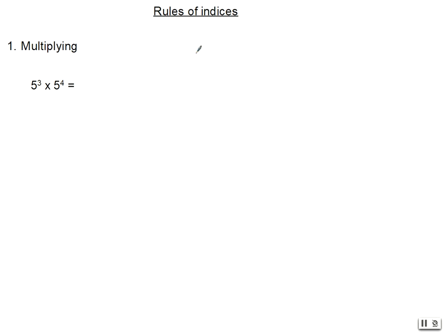So the rules of indices, there are a number of these that we have to learn, and quite often they're just shortcuts to remember. So this first question, the rule for multiplying indices. Now 5 cubed means 5 times 5 times 5. 5 to the power 4 means 5 times 5 times 5 times 5, which is 4 of them.